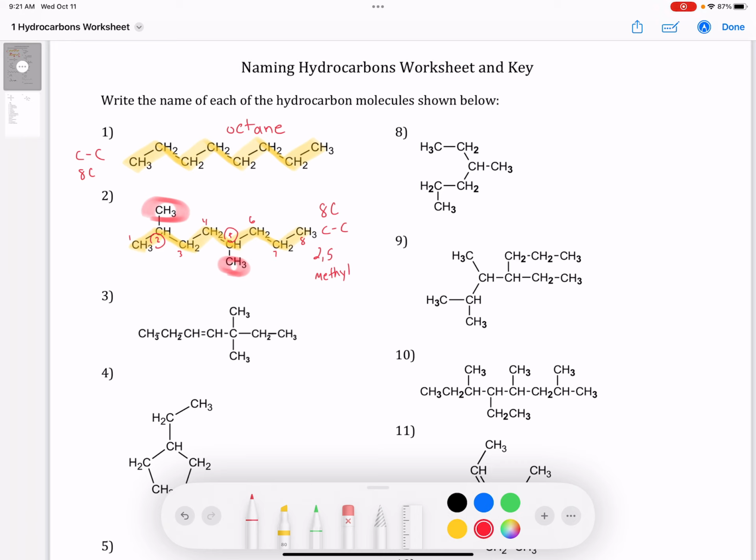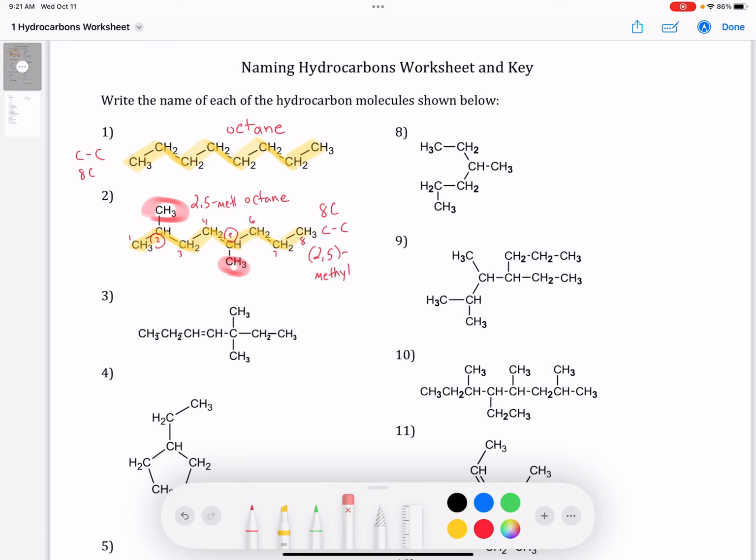Okay. So when I go to put this name together now, and this is about as complex as it gets, so bear with it if you're wondering how many things we'll have to add. It does build up quite a bit. So we'll start off by writing the parent name, which is octane. Okay. And then I've got to show position. So I've got 2 and 5 here. That means on carbon 2 and carbon 5, there's a methyl group. So I'll write that like this, 2, 5.